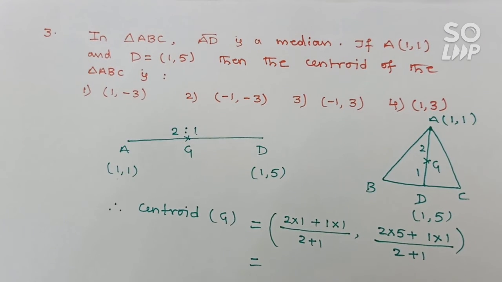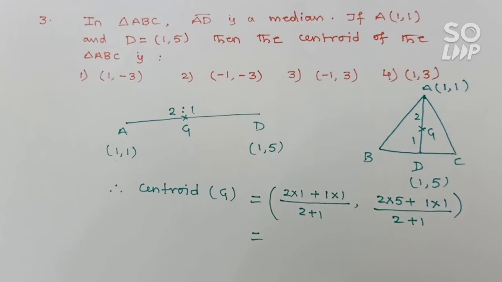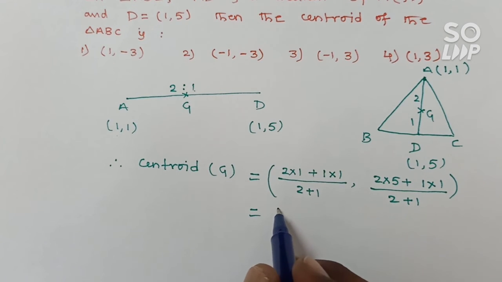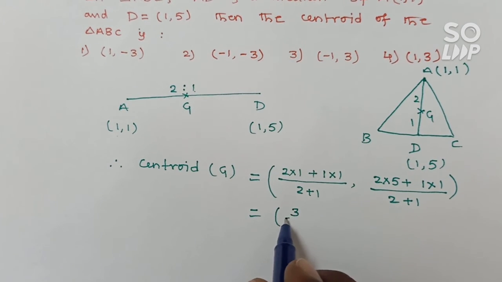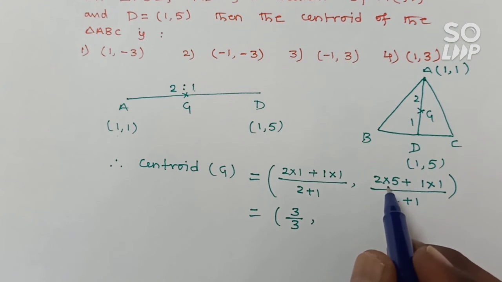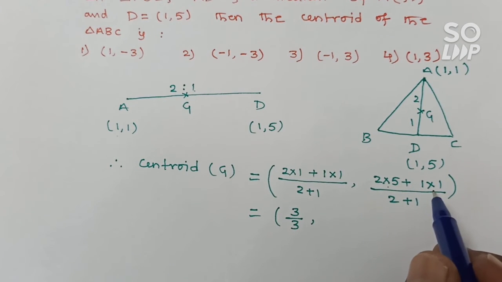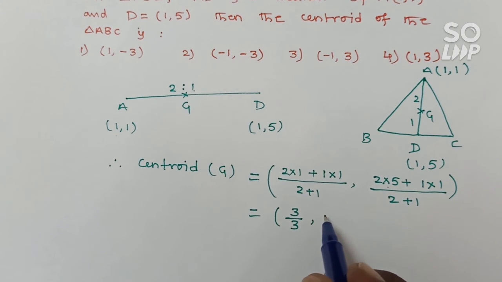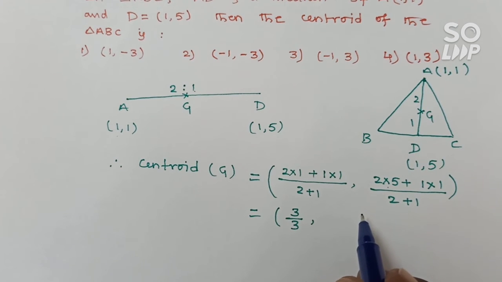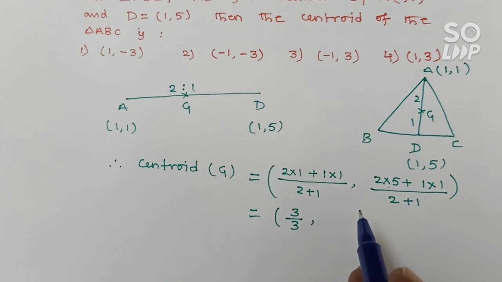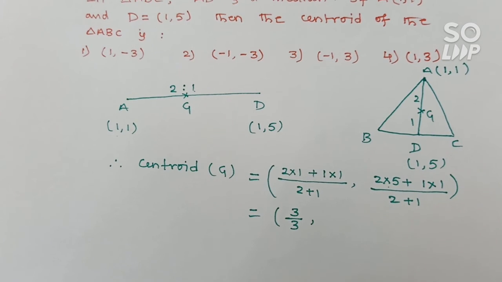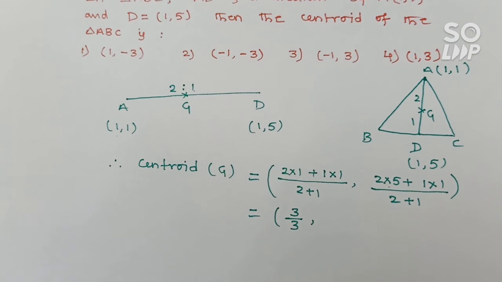So this simplified value will be equal to 2 plus 1, that is 3, so 3 by 3, comma, and this one is 10 plus 1, which is 11. So 11 by 3. Here, something seems to be wrong in the given question. Please all of you see this; something is wrong in the given coordinates. Let me verify this one.